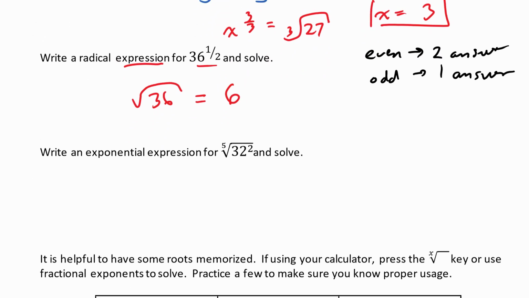What about here? Convert that over. We have 32 to the 2 over 5. What is the fifth root of 32? It's going to be 2. 2 squared is 4. Again, we're not doing algebra here, so there's only one answer. But in addition, this is an odd root. So even if we were doing algebra, there would still be only one answer.